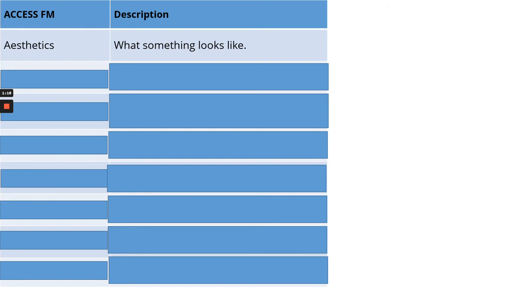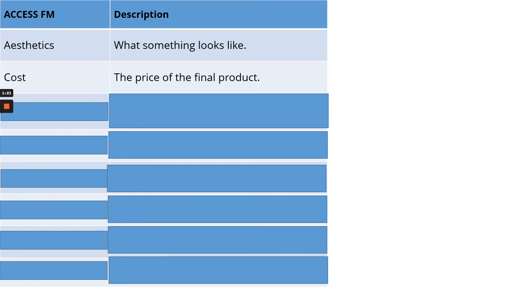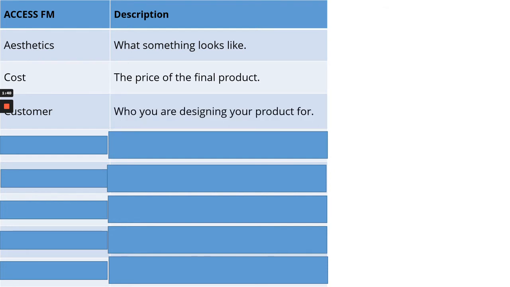The first of our C's is cost, and this is talking about the price of the final product. Once you've completed it, how much would you sell it for if you were to sell it? The second C is customer. So customer is who you are designing the product for. Who is the person who would potentially buy it if it were to be sold?